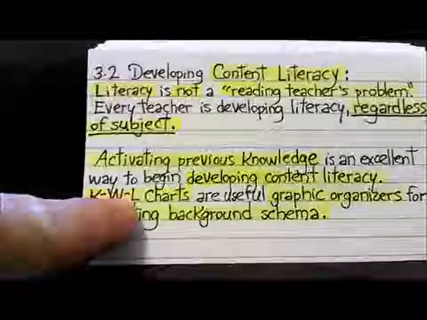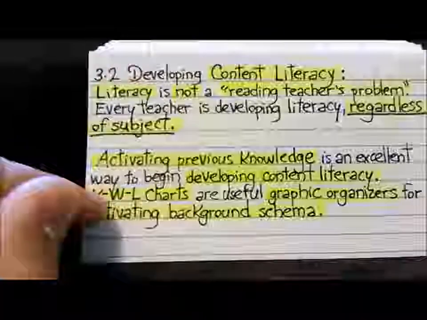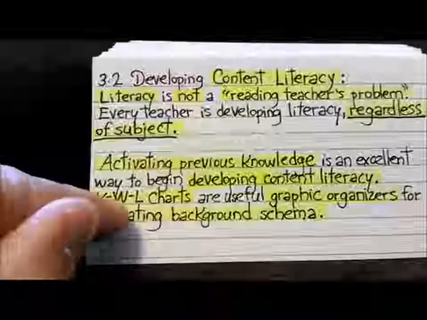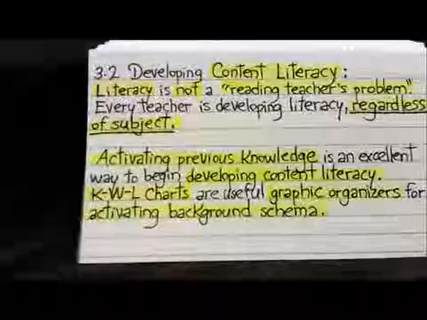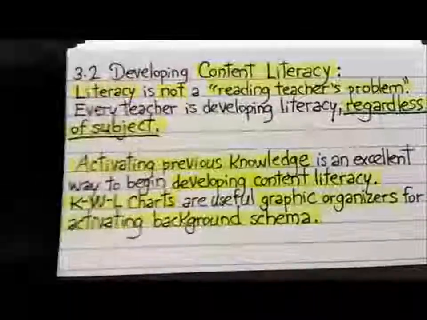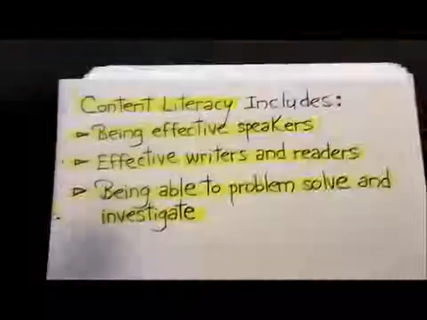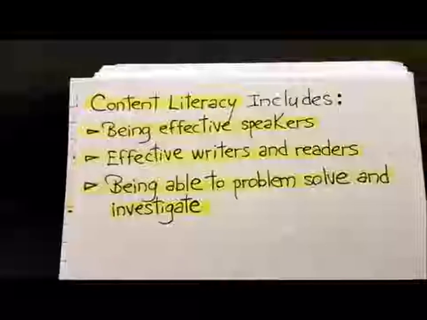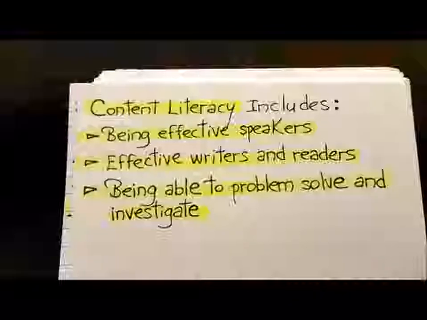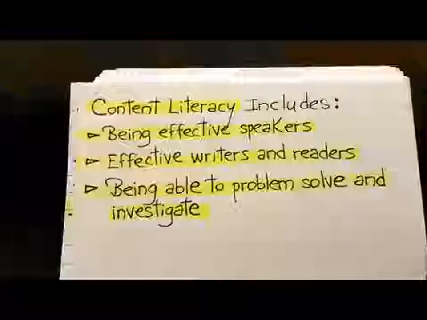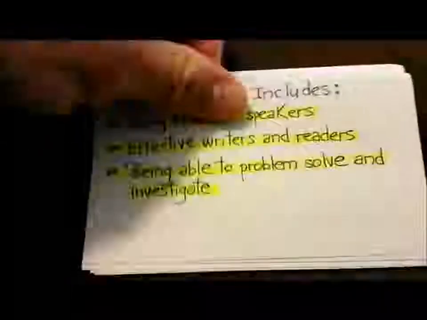The KWL charts are those: what you know, what you want to know, and what you learned. There's an example of that chart here somewhere. I'll show it later in the video. Content literacy includes being effective speakers, effective writers and readers, being able to problem solve and investigate.